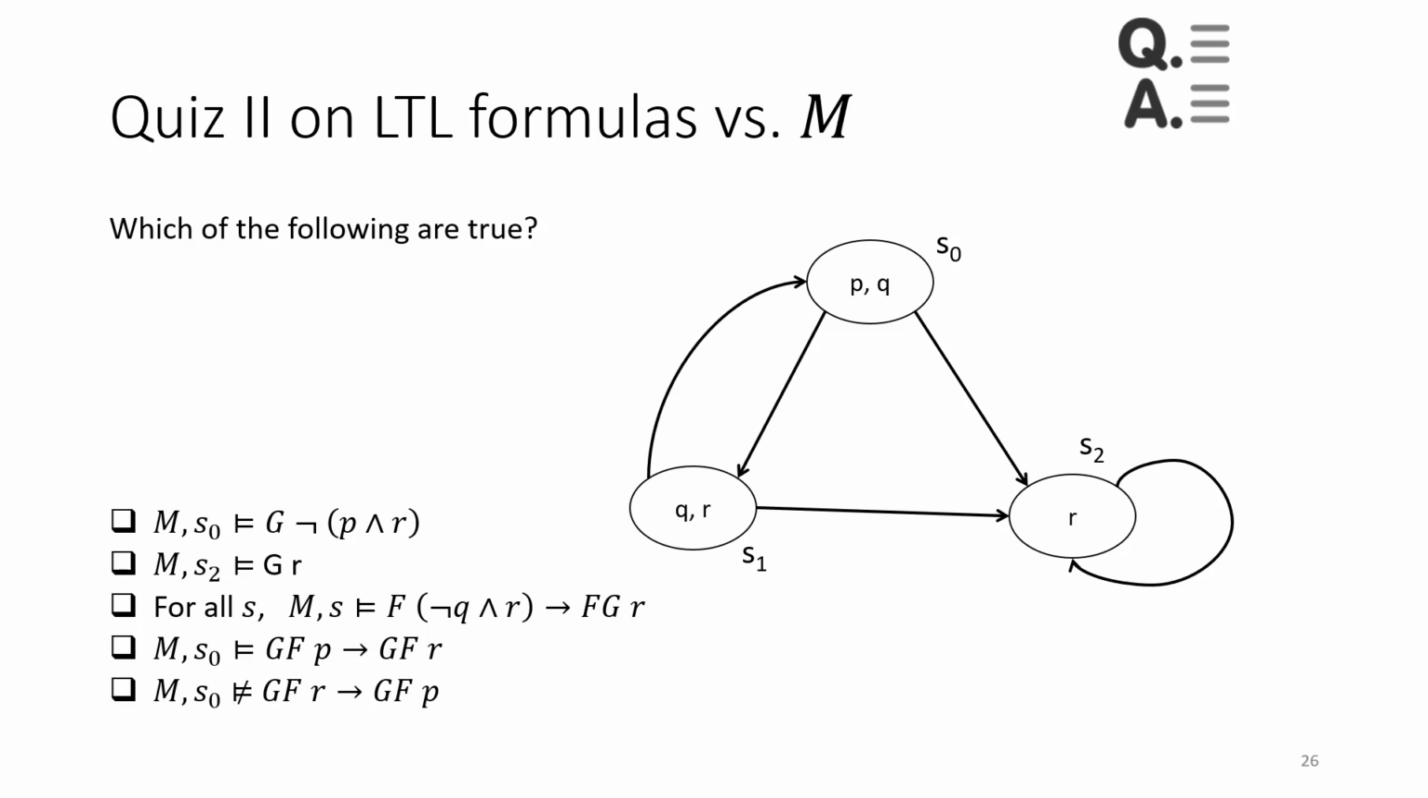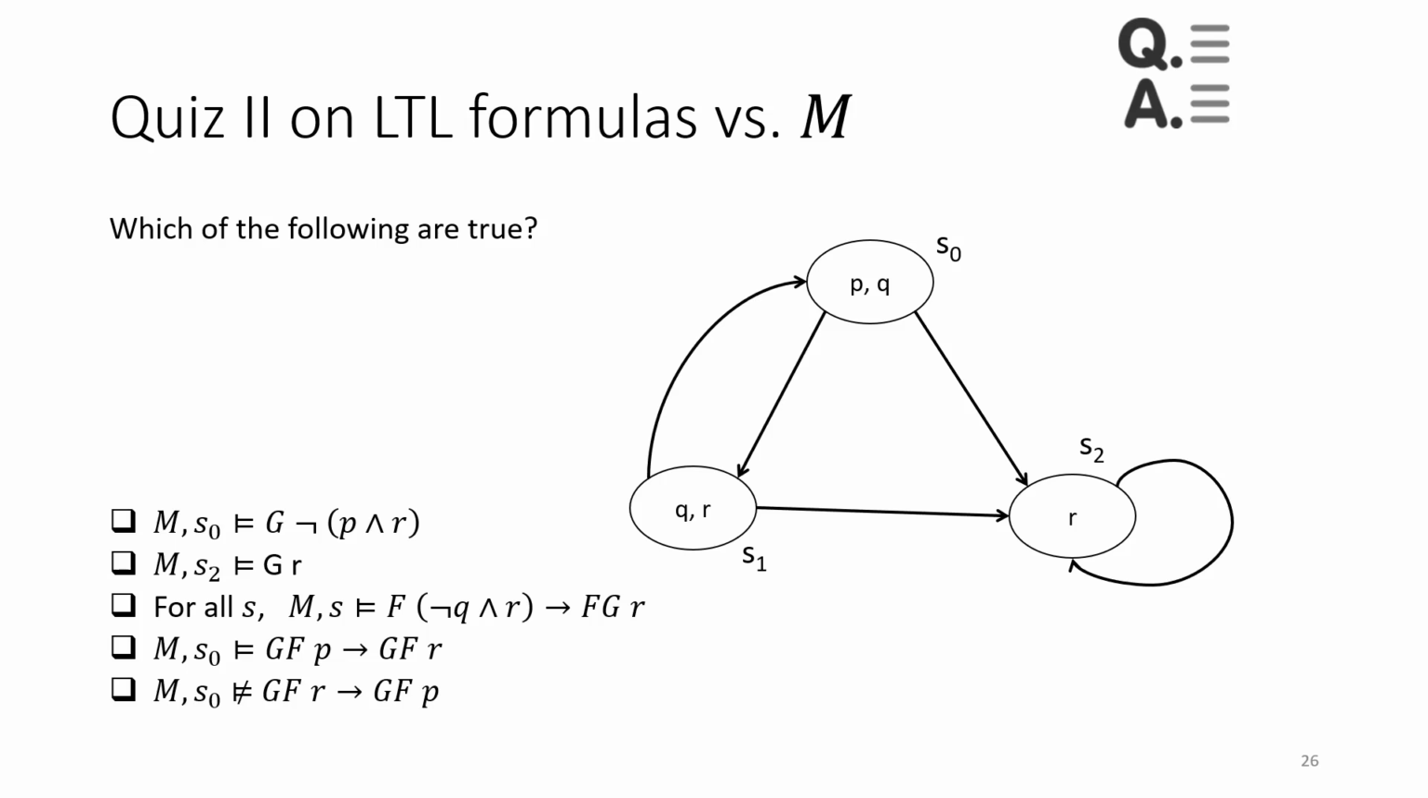Yeah, now here, globally finally P implies globally finally R. So let's see what computations from S0 could have P satisfied infinitely many times. How do we satisfy P infinitely many times? We have to go in some loop that visits a state with label P infinitely many times, right? So how many loops are there that visit P infinitely many times? There's only this one loop, right? Does this loop also visit infinitely many times a state with label R? Yes. So if we stay here forever, then we also visit the R forever. So this one is also true.